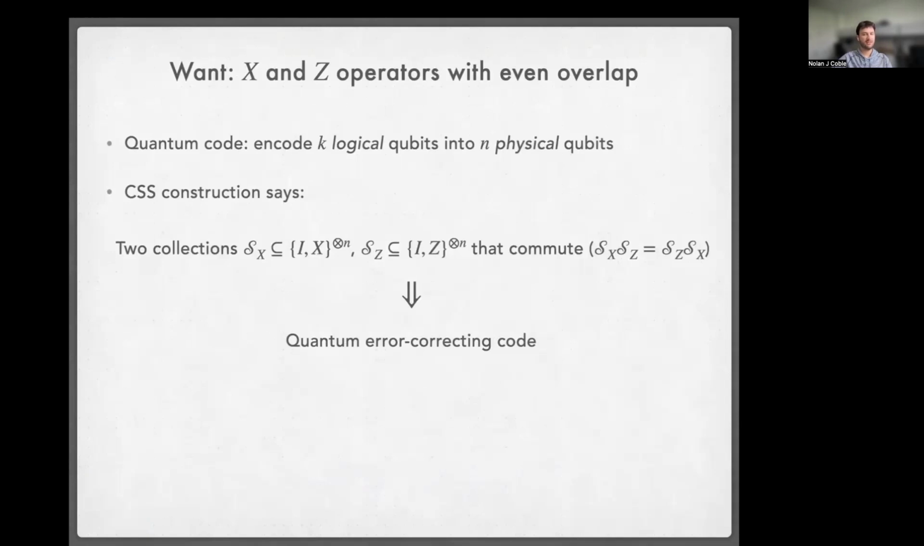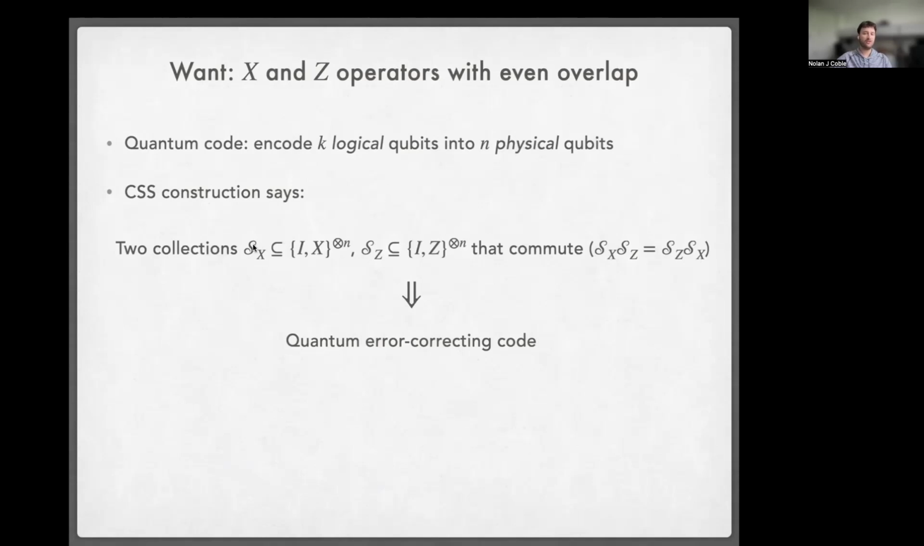The premise of this talk is that quantum computers are inherently noisy. They're prone to errors, and one way we protect against this is to use something called a quantum code. In a quantum code, we take n physical qubits, and we have some way of embedding the space of k logical qubits into them. And the way that we do this is through something known as the CSS construction.